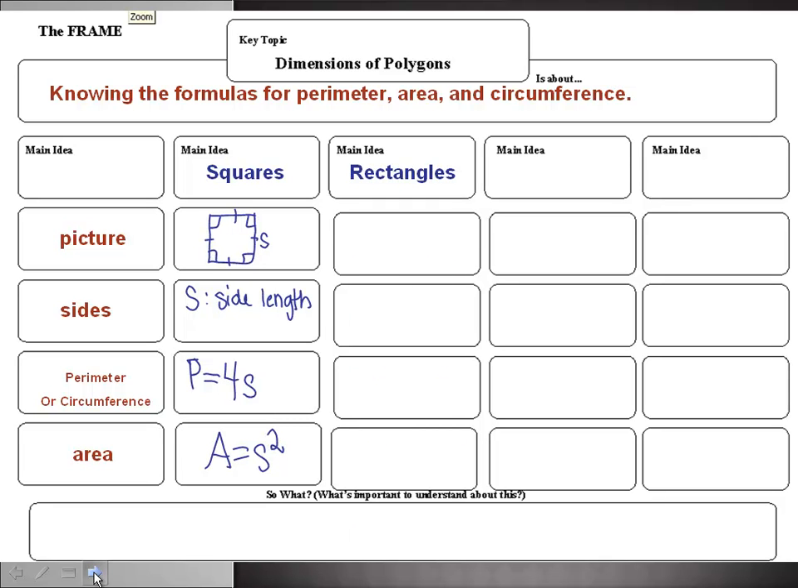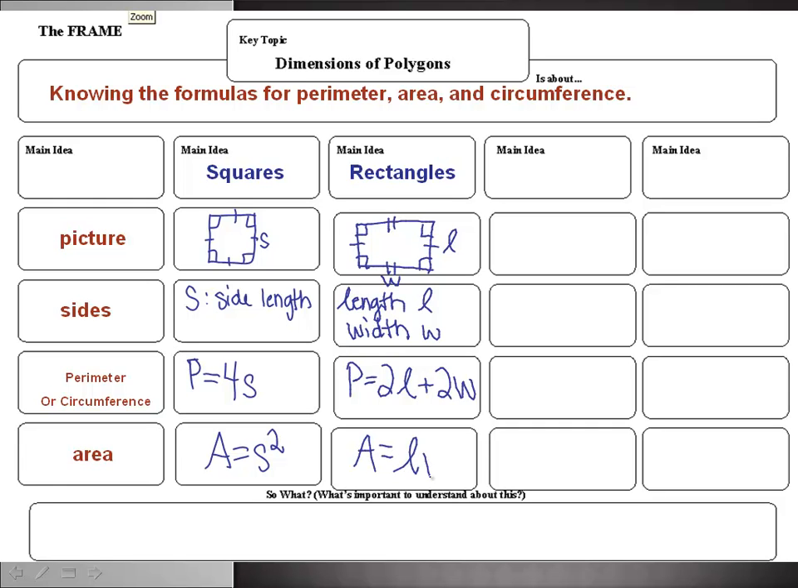The next shape is rectangles, and a picture of a rectangle will look like this. We're going to have 4 right angles. These two sides are going to be congruent, and these two sides are congruent. So we'll label this with an L for length and this with a W for width. So our sides, we're going to have the length, and that's L, and the width, and that's a W. For perimeter you do 2 times the length plus 2 times the width. And for the area of a rectangle, you just do length times width.